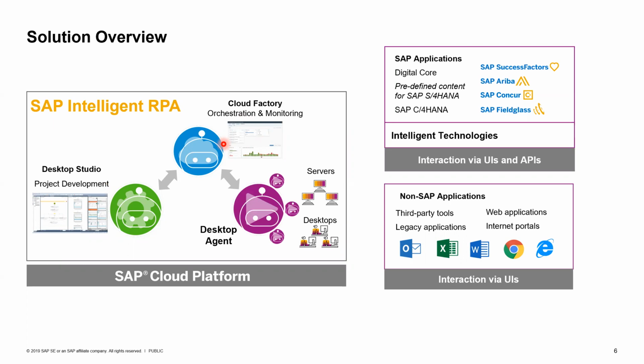And now let's come to the third component of RPA, which is called the desktop agent. This is again a very lightweight on-premise component, which is used to execute the bot.